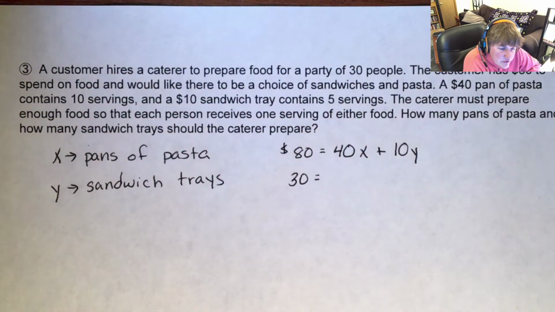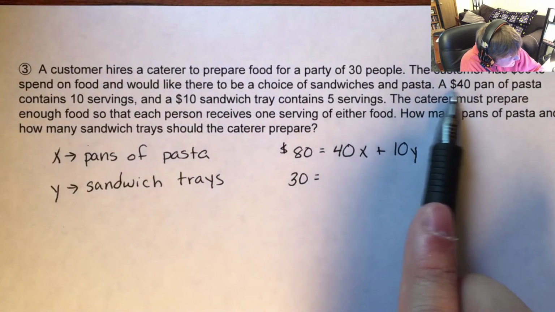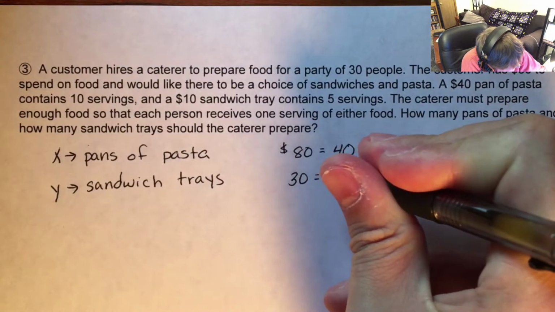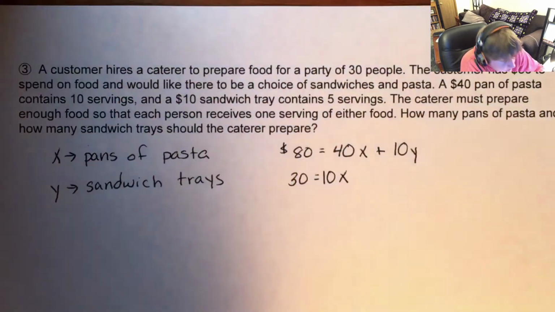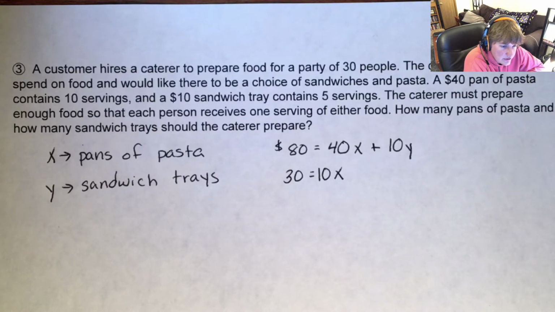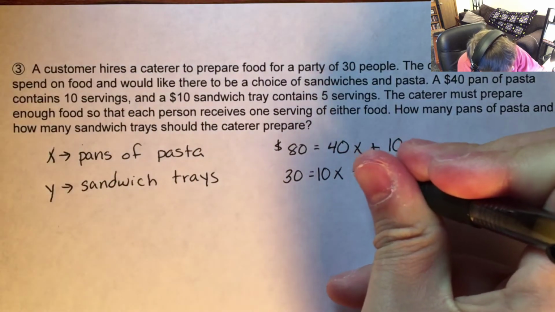Okay, so if I'm doing servings, how many servings is 1 pan of pasta going to give? Well, it gives me 10. It says so right here. So the $40 pan of pasta contains 10 servings. That means for every single pan of pasta, 10 servings will be applied to it. So one pasta pan will serve 10 people, 2 pasta pans will serve 20, 3 would be 30, and so on. And then a sandwich tray does 5, so this would be 5-way.